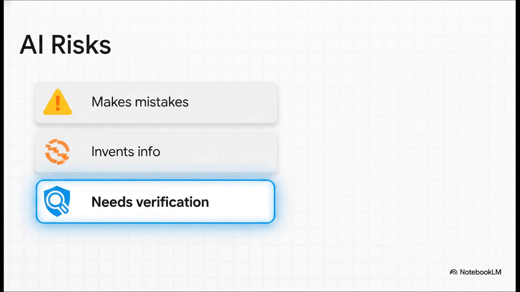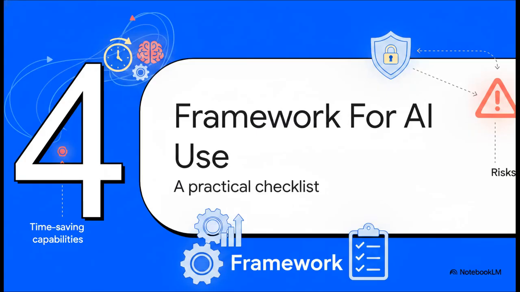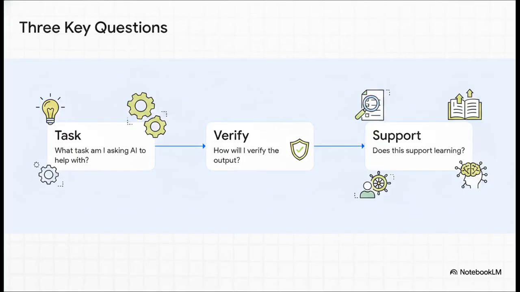So how do we actually balance those time-saving superpowers with these very real risks? Let's look at Section 4, a framework for AI use. Think of this as your go-to mental checklist for every single time you use one of these tools. Step 1. What task am I actually asking the AI to help with? Be super clear on your goal.